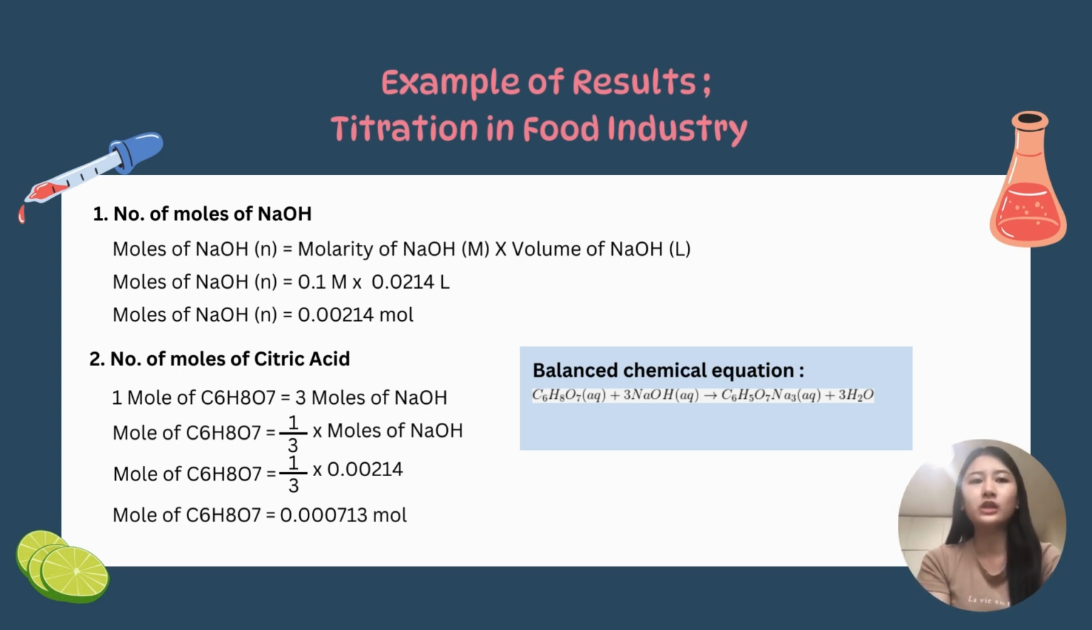From this balanced equation, we are able to establish the mole ratio between sodium hydroxide and citric acid, which is 1 mole of citric acid to 3 moles of sodium hydroxide. By dividing the moles of sodium hydroxide by 3, we determine the number of moles of citric acid, which is 0.000713 mole.